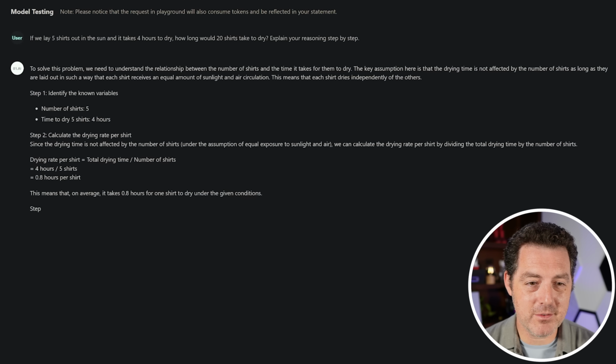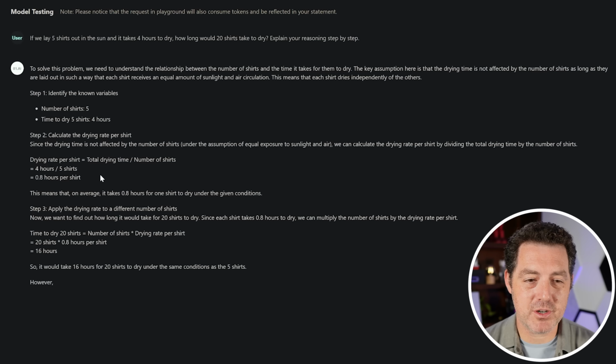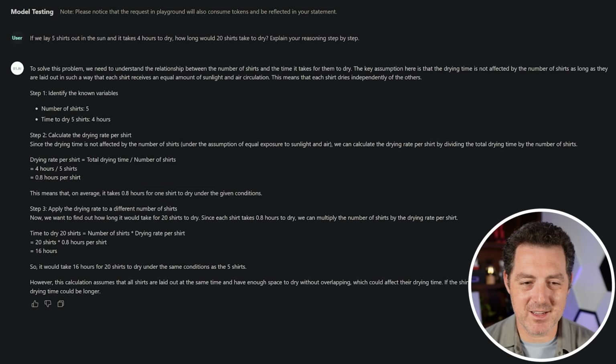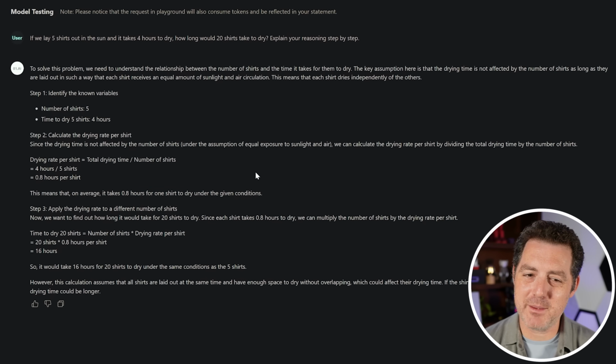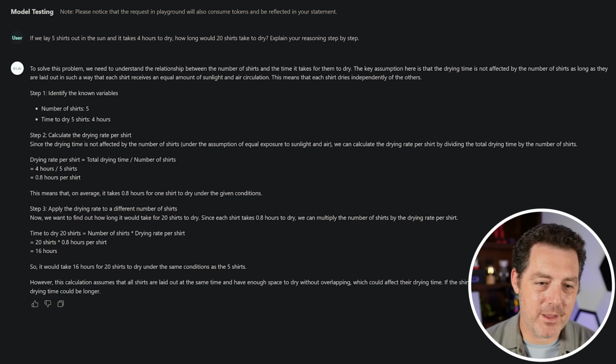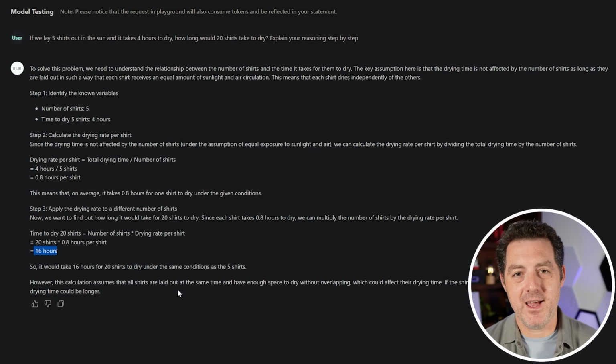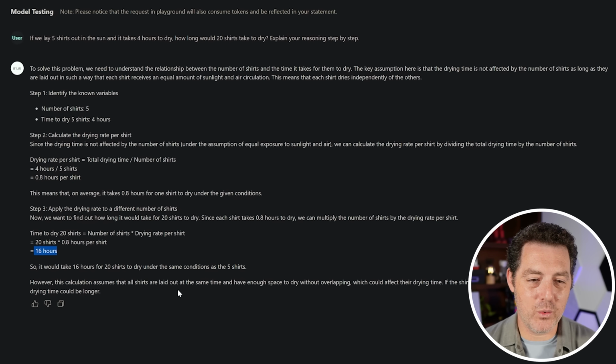Identify the known variables, 5 shirts, 4 hours to dry. Okay, 0.8 hours per shirt. That is assuming we can only do serialized drying. So it's actually not really correct. It doesn't take 0.8 hours for one shirt to dry. It really takes 4 hours for each shirt to dry, and there just happens to be 5 shirts. So let's keep reading though. But if you multiply it out, it's going to take 16 hours for 20 shirts to dry in batches, and that's assuming serialized drying only. And so that is technically correct.